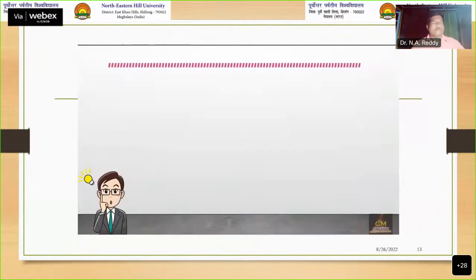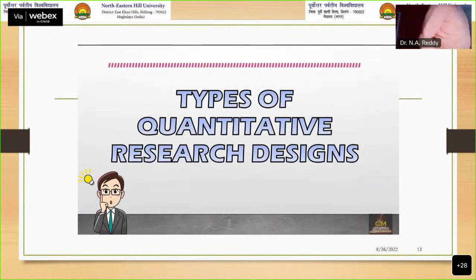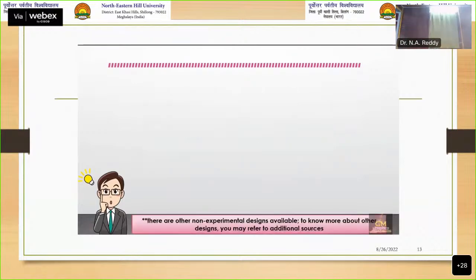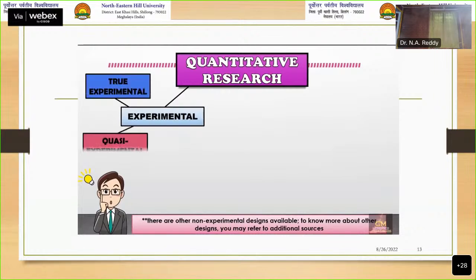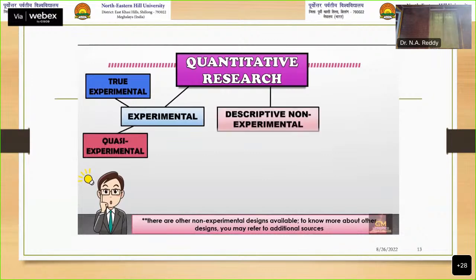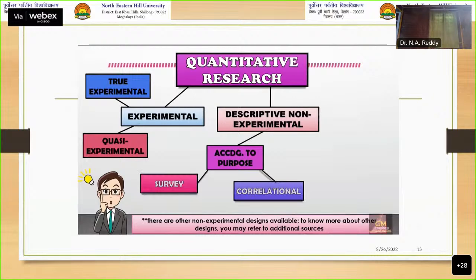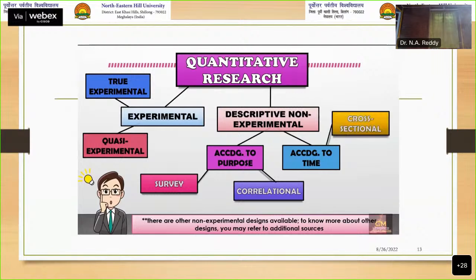Good day, everyone. Today we're going to be discussing the different types of quantitative research designs. To give you an overview, quantitative research is divided into two major types. The first one is experimental research, which is subdivided into true experimental and quasi-experimental, while the other one is descriptive non-experimental, which is further classified according to purpose, under which we have survey research and correlational research, while the other one is according to time dimension. Some examples are cross-sectional research and longitudinal research.